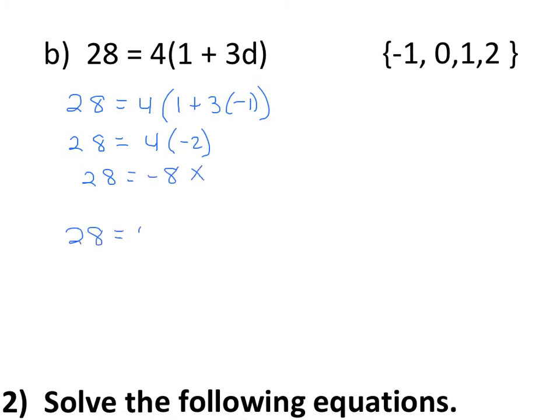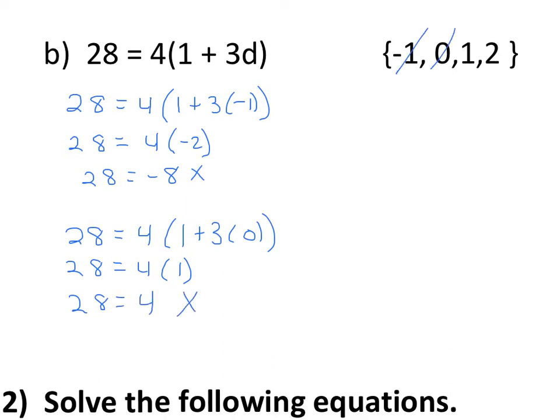All right, I'm going to put in 0. So 28, 4 times the quantity 1 plus 3 times 0. Well, 3 times 0 right here is just 0, so plus the 1 is 1. So 1 times the 4 is not going to be giving me 28, so that's not going to work. So I can cross that guy and that guy off.